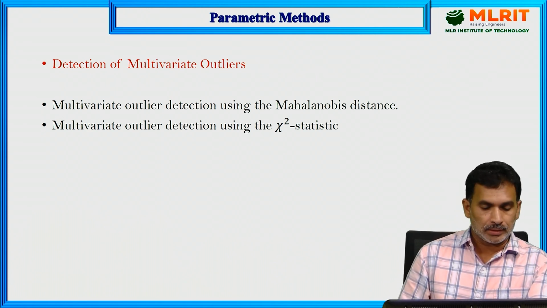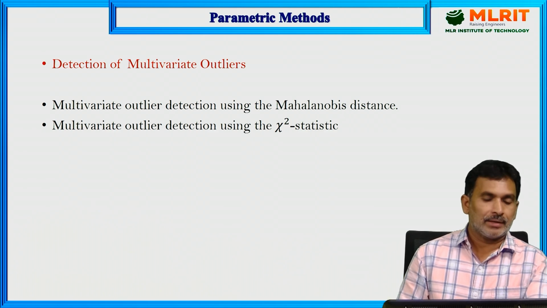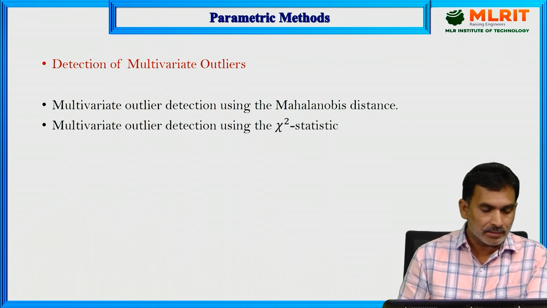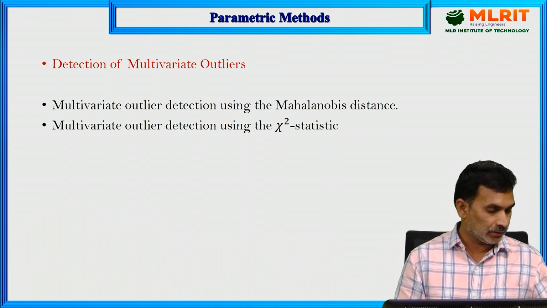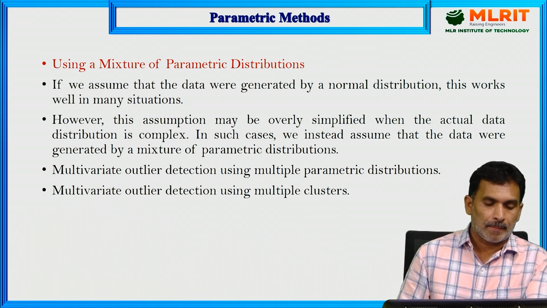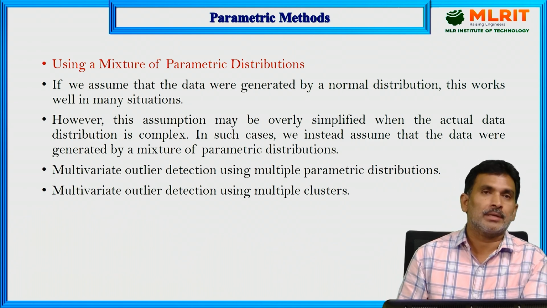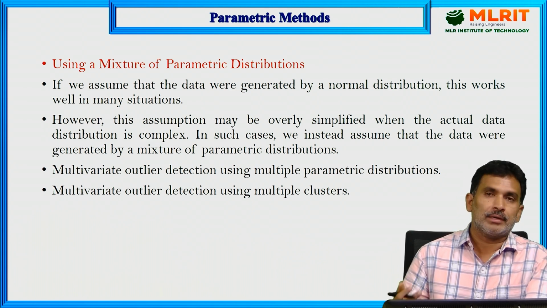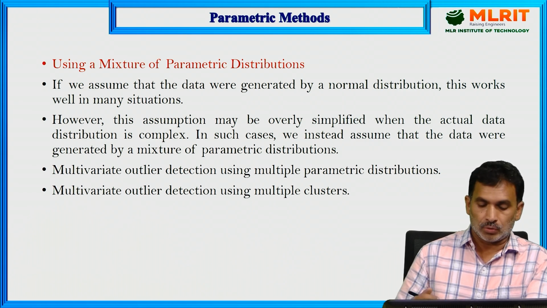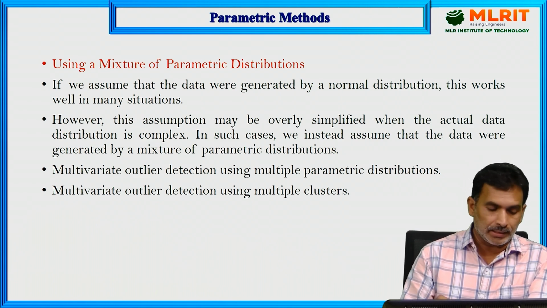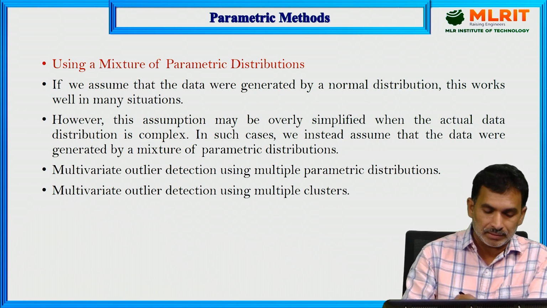Next, detection of multivariate outliers, that means more than two variables. Multivariate outlier detection could be done using the Mahalanobis distance and chi-square statistics. We can also use a mixture of parametric distributions. If you assume that the data were generated by a normal distribution, this works well in many situations, but it may be overly simplified when the actual data distribution is complex.